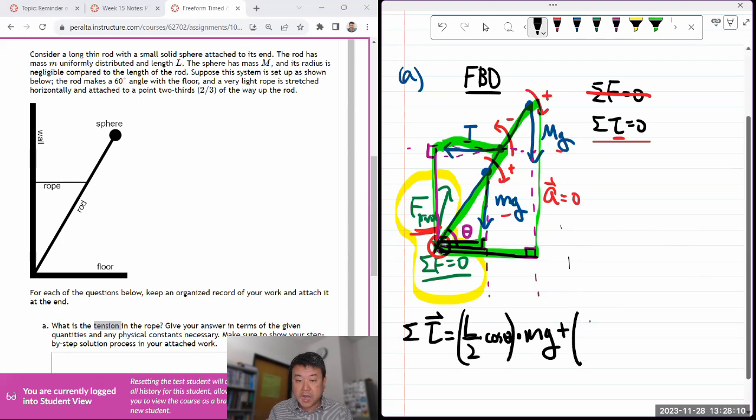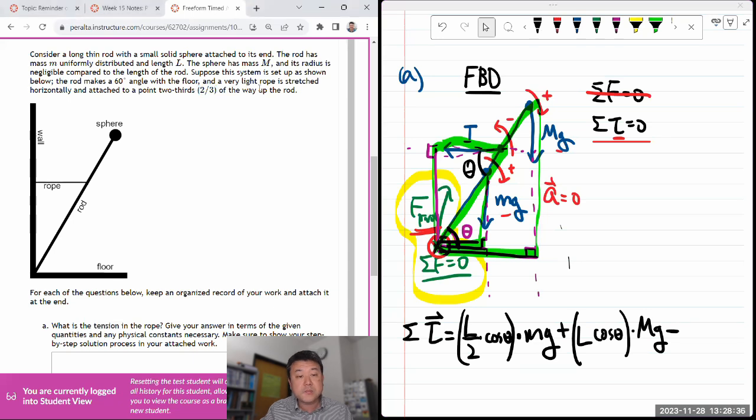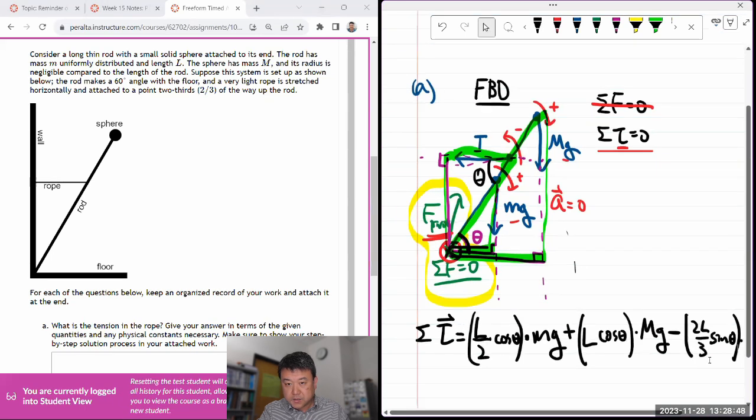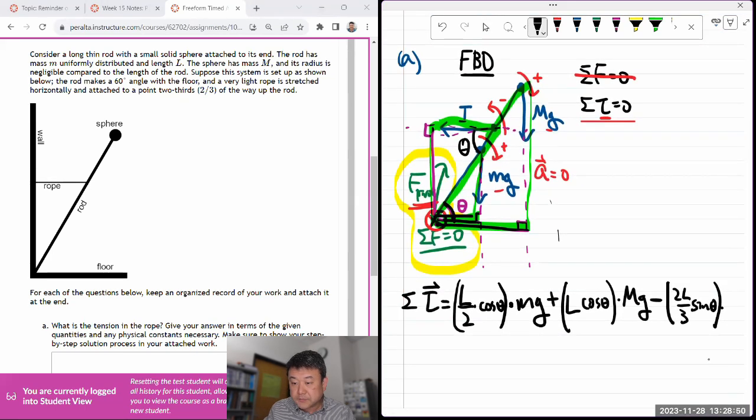That's going to be the hypotenuse of L, adjacent side still, so it's going to be L cosine theta times capital Mg, and the tension force minus, it's going counterclockwise, and this lever arm. So I'm going to try to identify this angle within the triangle. It's going to be this theta here, so it's the opposite side. And this length, I was given 2/3 of the way up, so it's going to be 2L over 3. So that lever arm will be 2L over 3 sine theta times the tension force T.